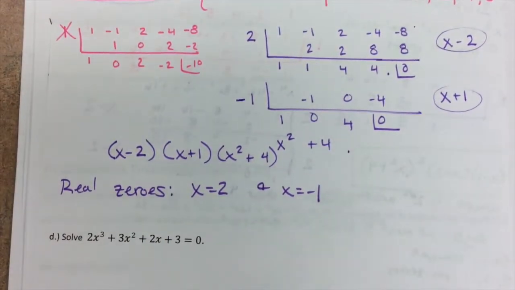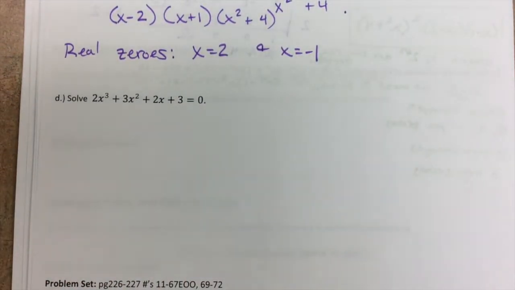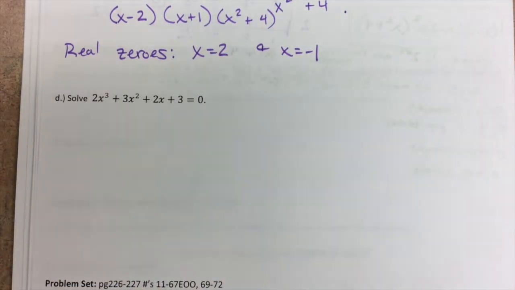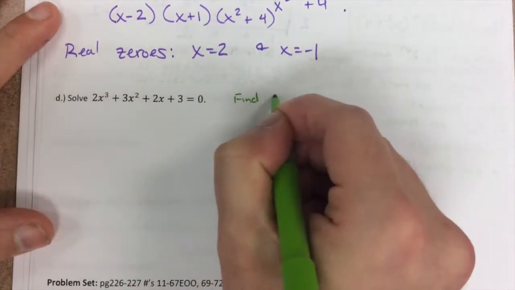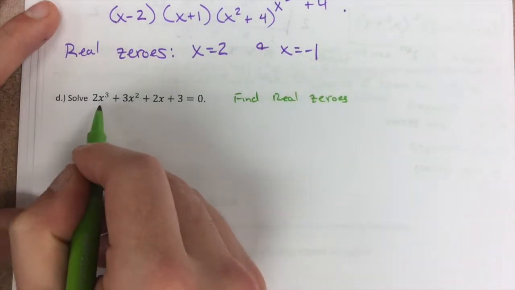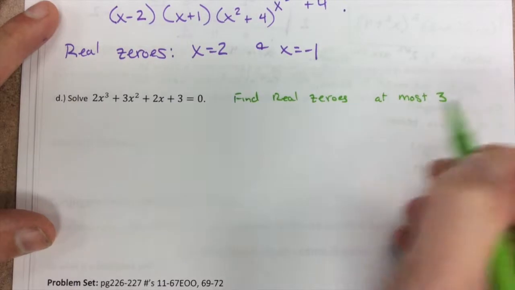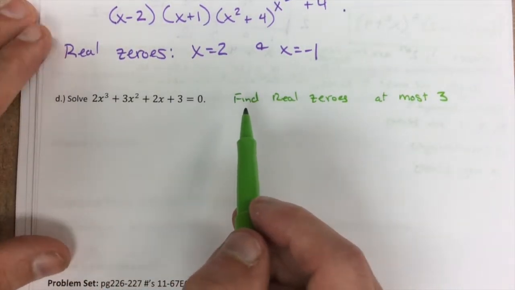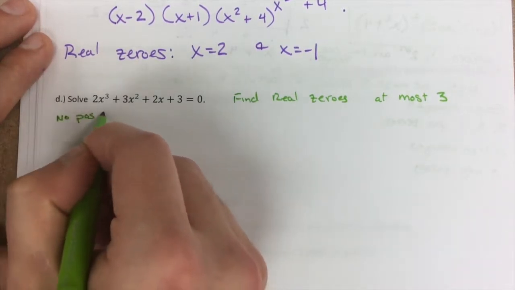So last up, I know this has been quite a long level. I want you to solve, so tell me what the real zeros are. So this is saying find real zeros. So the degree is 3, so at most 3. Sign changes, there are 0 sign changes, so then no positive zeros.